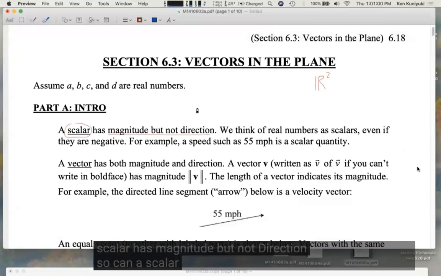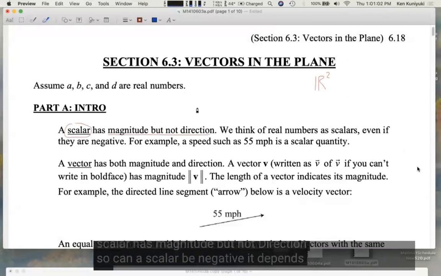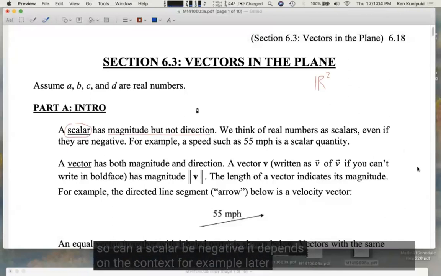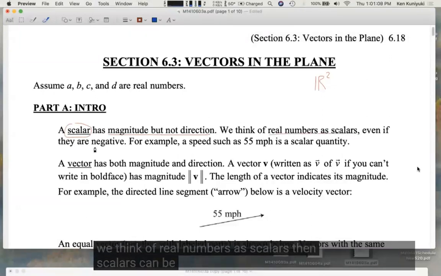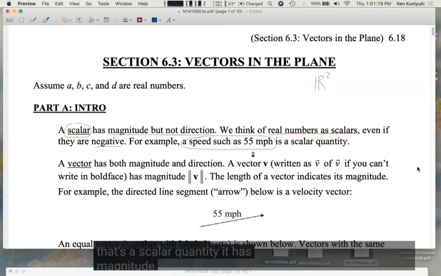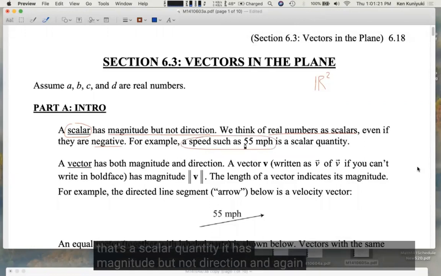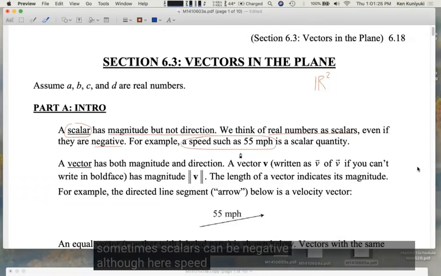Can a scalar be negative? It depends on the context. For example, later on, when we think of real numbers as scalars, then scalars can be negative. That's okay. An example of a scalar is a speed, such as 55 miles per hour. That's a scalar quantity. It has magnitude, but not direction. And again, sometimes scalars can be negative, although here speed cannot be.